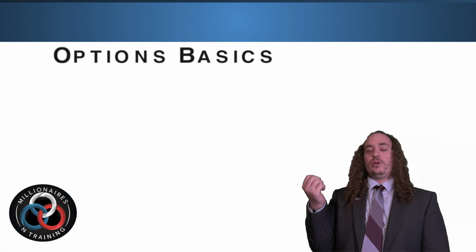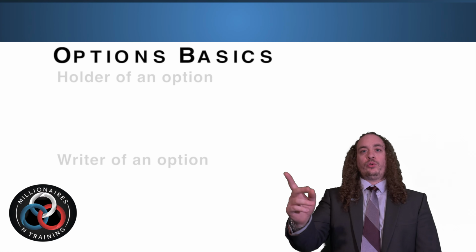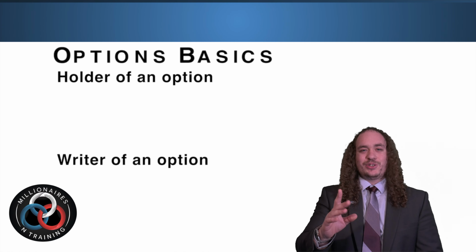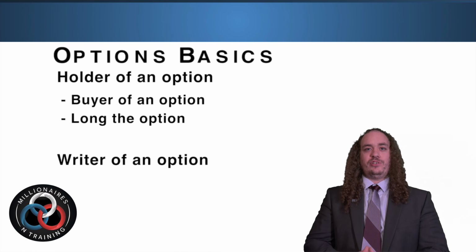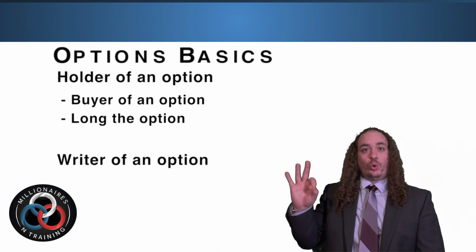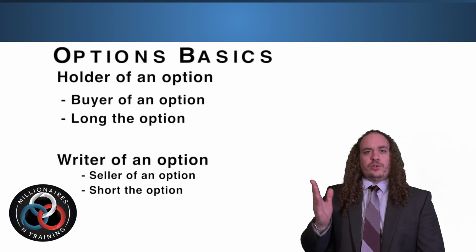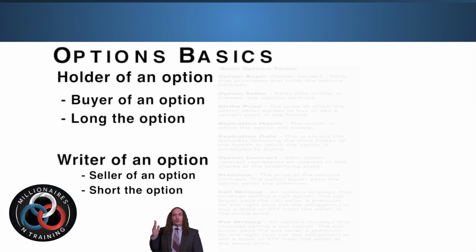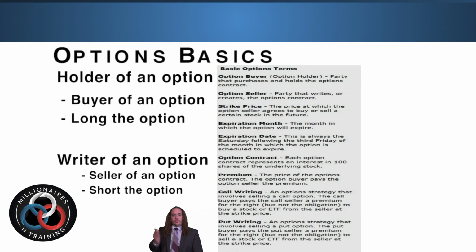So first, I want to remind you that every option has two parties involved. You have the holder and the writer. The holder is also known as the buyer, as well as somebody who is long the option. And the writer is the seller, or someone who is short the option. And the writer or seller can also be described as somebody who is covered or uncovered, or naked. Covered means that they are protected against losses in the options contract. Uncovered or naked means that they are unprotected against losses in the options contract.